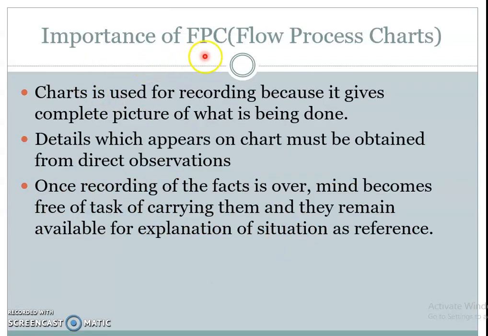So why are flow process charts important? Because they give the complete picture of what is being done on the product, process or material. The details which appear on a chart must be obtained from direct observations. So this gives the direct observations on the different events. Once the recording of the facts is over, the mind becomes free of the task of carrying them, and they remain available for explanation of situations as reference. This is related to the industrial engineer, what he has to act on.